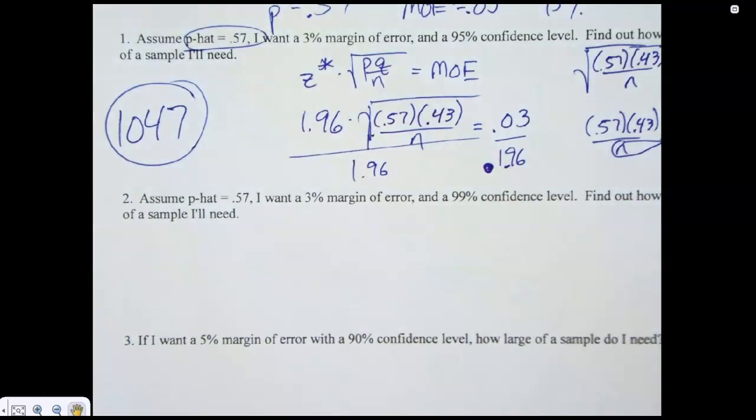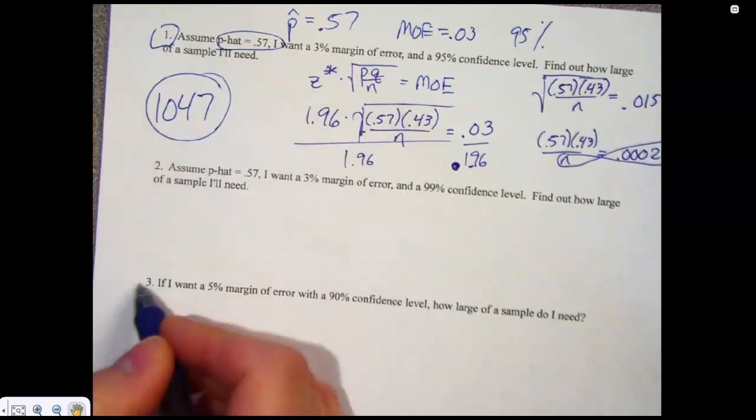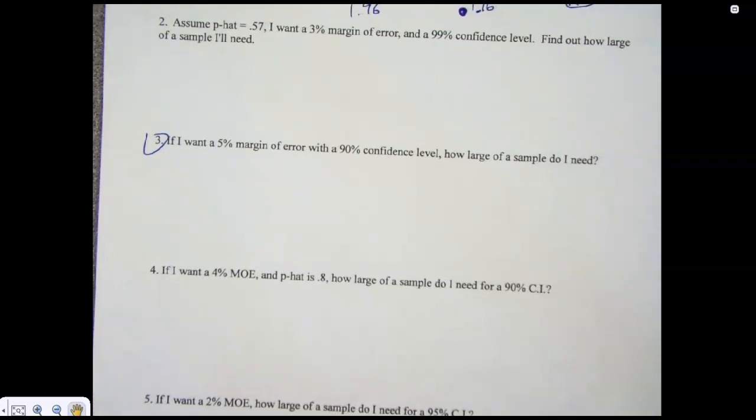So that was kind of a lot. I mean, there's algebra. It's not too bad, but there's also calculator stuff going on there. Can I answer any questions about that one? Yeah, for sure. Let's do number 3 together, and then I'll let you guys try the other ones.